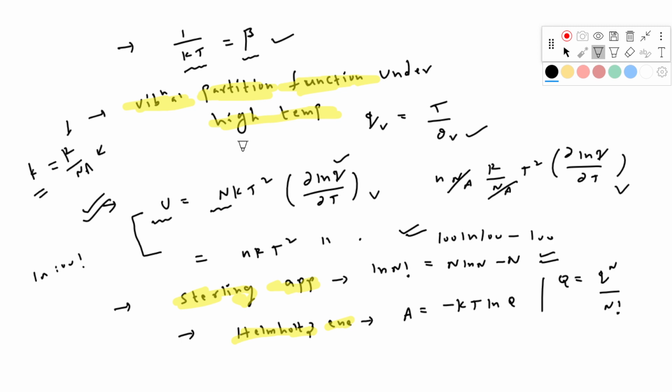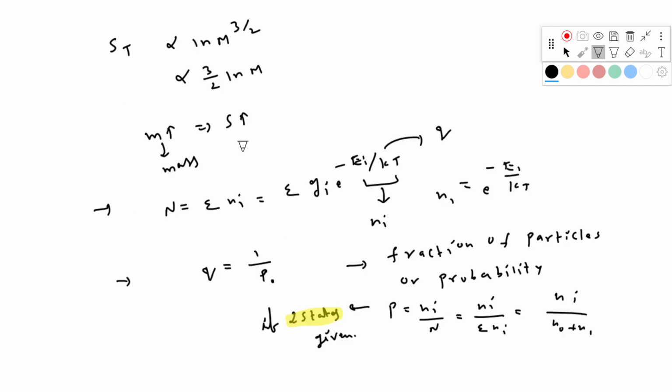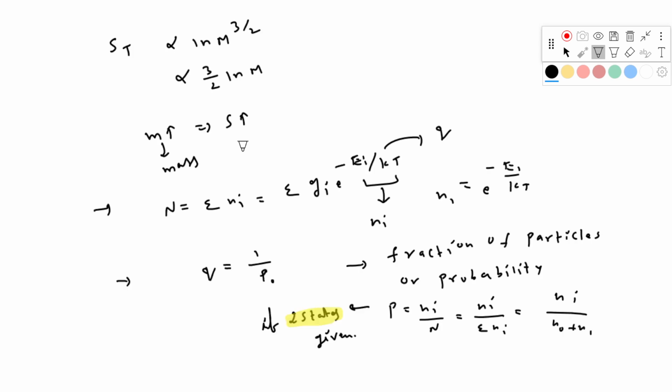Next important thing, Helmholtz energy A equals minus kT ln q. This formula is also important, and this you already know: canonical partition function Q equals q power N over N factorial. So these are the important formulas, and some more important formulas are there. This is also an important formula.